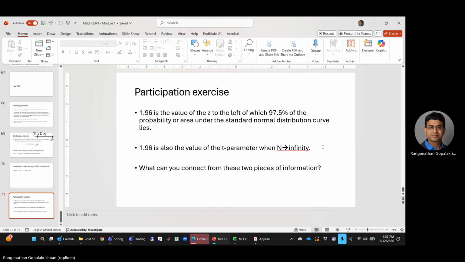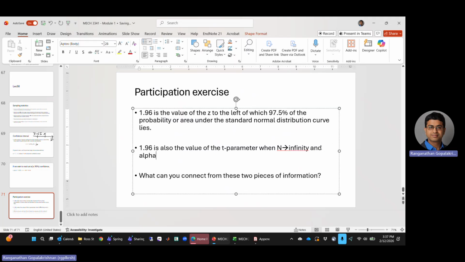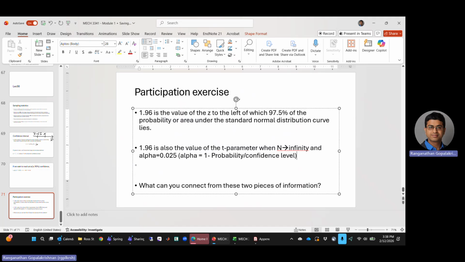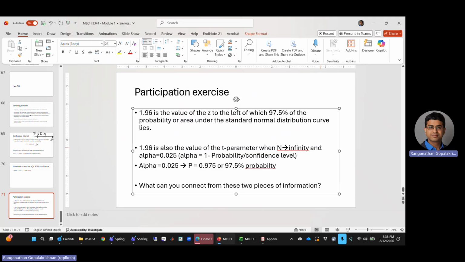Infinity and alpha equals 0.025. To recall, alpha is 1 minus the probability or confidence level. So we have alpha equals 0.025 implies P equals 0.975, or 97.5% probability. So I've given you all the information that can be read from the tables. I want you to tell me what you can connect from these two dots.